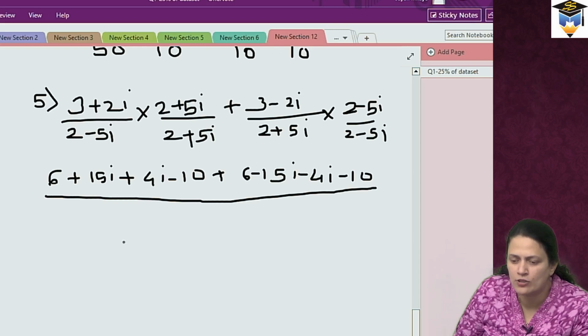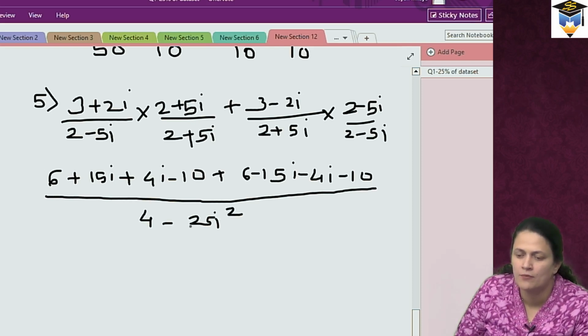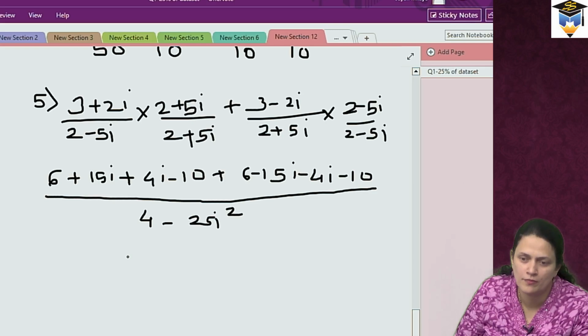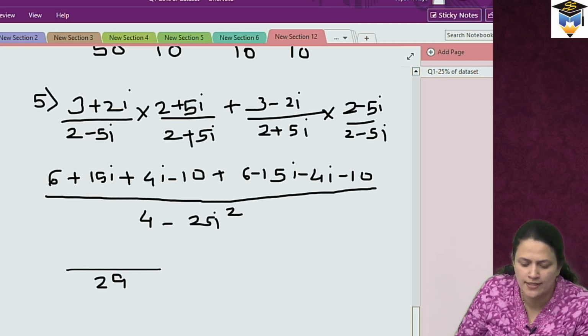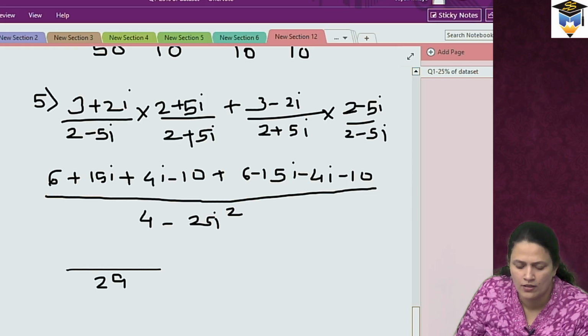So 2 plus 5, so this is going to be 4 minus 25i square. But you know this is nothing but 4 plus 25, that is 29, which will come in the denominator part. And in the numerator part, 6 plus 6 is 12.